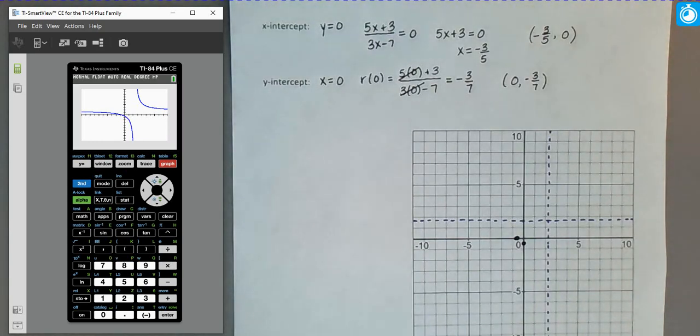Now what I really want beyond the graph is the table. I want to use the table function here. That's where we can get some other coordinates that can save us a little bit of time when it comes to graphing.